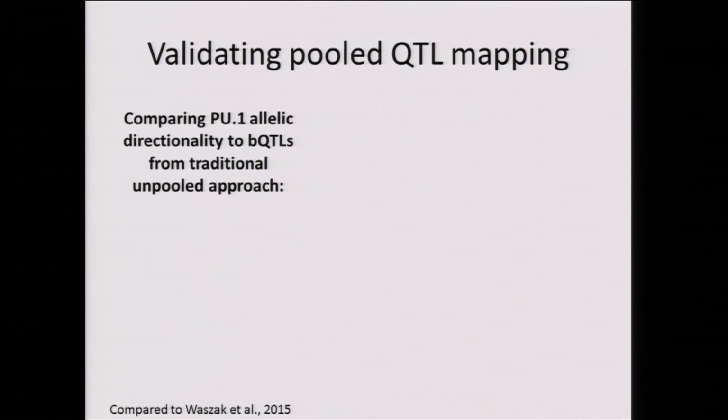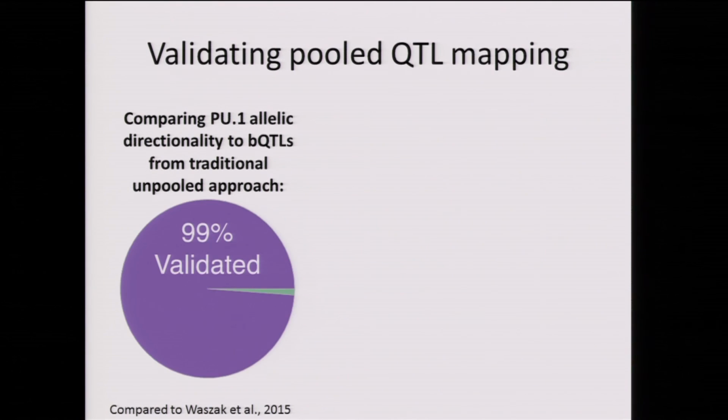So first of all, when we have a bQTL, how often do we call the same allele as being higher affinity as compared to this previous study? It's the vast majority of the time, 99%, we see the same allele being called as higher affinity.